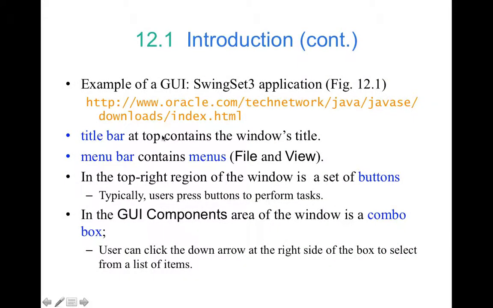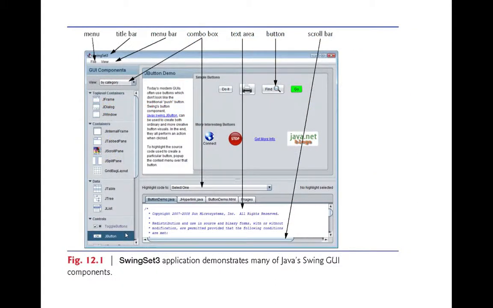What this gives you is the title bar. At the top it contains the window title, and it looks like this. This is what the title bar would look like. You have a menu, a title bar, and all that stuff. And when we create a GUI for Java, we get additional functionality here, additional things we can use to drag and drop from one side to the other.